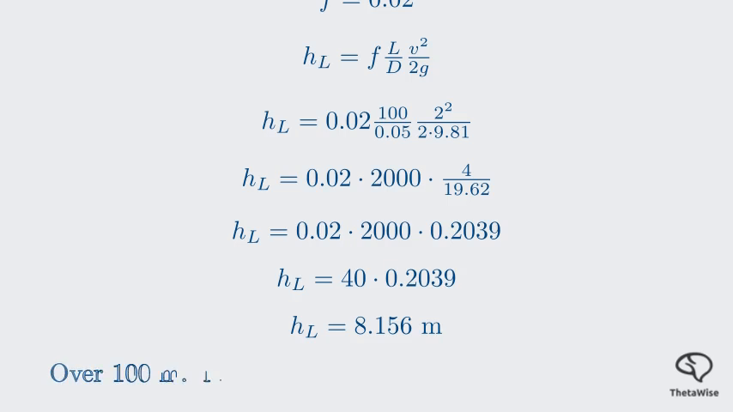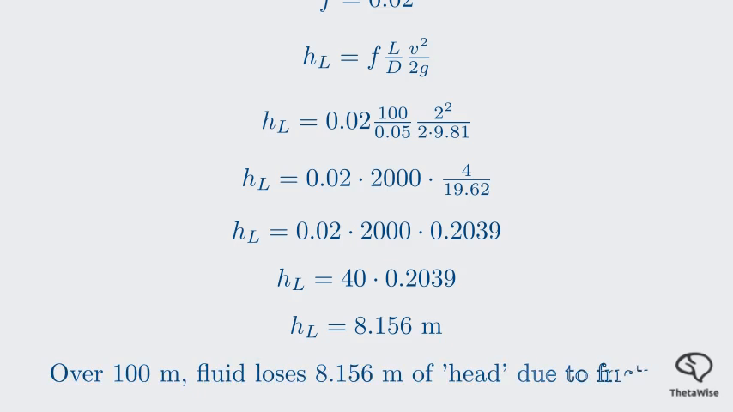This means that over the 100-meter length of the pipe, the fluid loses 8.156 meters of head due to friction. This head loss represents the energy that has been converted into heat. If we were to apply the full energy equation, we would subtract this 8.156 meters from the total head at point 1 to find the total head at point 2.